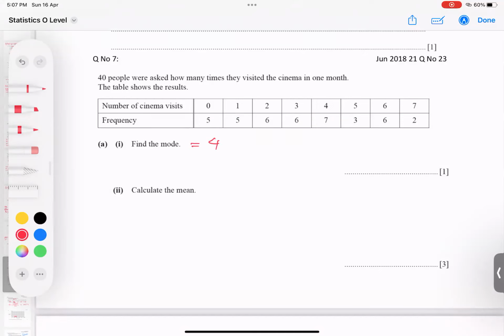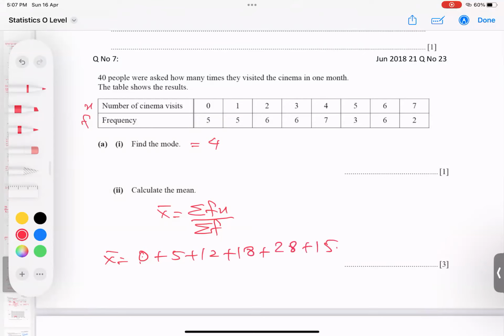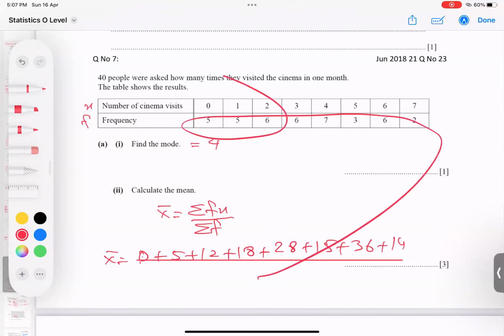Then I'm finding the mean. You know, for the mean, what to do? Multiply. This is called f and this is called x. What is the mean formula? I write for you: the mean formula, sigma fx by sigma f. So fx means multiply them. 0 fives is 0. 1 into 5 gives you 5. 2 sixes are 12. 18, 28, 15, 36, and 7 twos are 14. And divided by how many values if you add them all: 40.